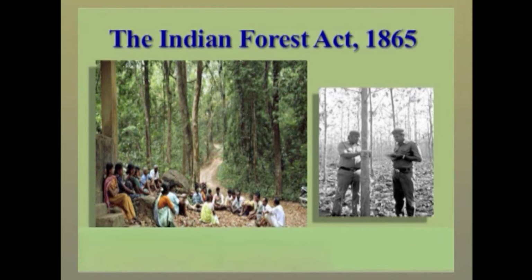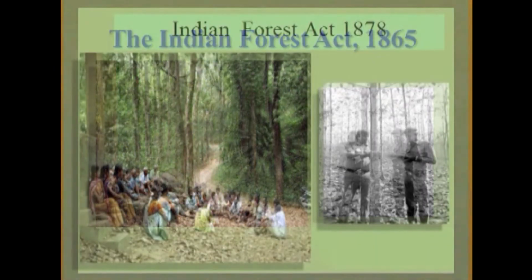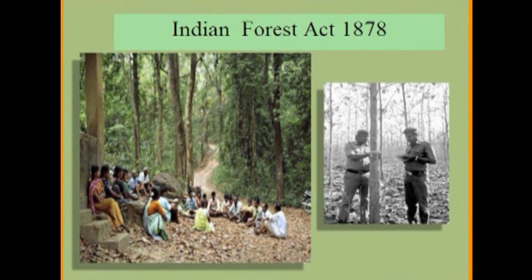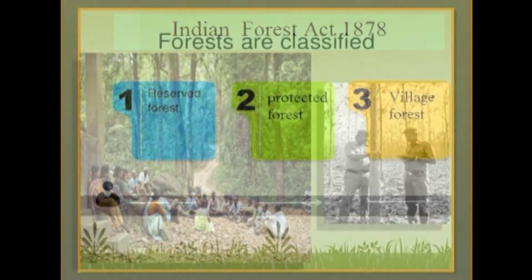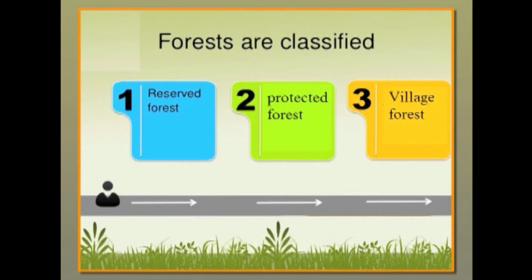The 1865 Act empowered the government to appropriate any land covered with trees. According to the 1878 Forest Act, forests were categorized into three types: reserved, protected, and village forests.